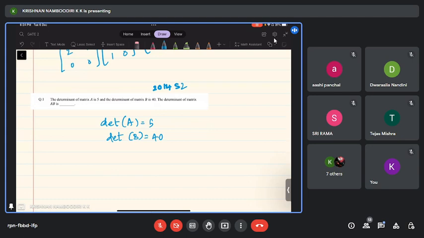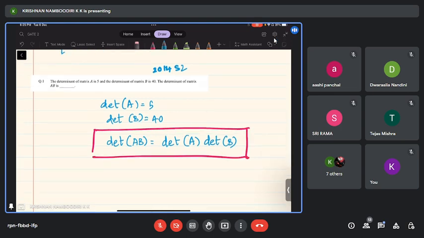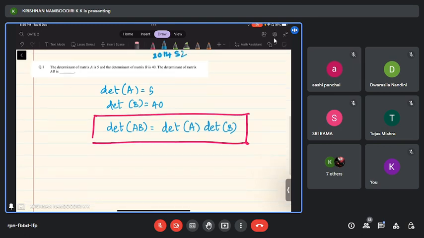And again, I'm using a property that I'm not going to prove here. This requires a good amount of tools to prove this. Okay. So determinant of A into B is nothing but determinant of A into determinant of B. So you have to know this property. Determinant of the product of two matrices is the product of the determinant of the matrices. Okay, now it is very easy, right? Determinant of AB is equal to 200, 5 into 40.